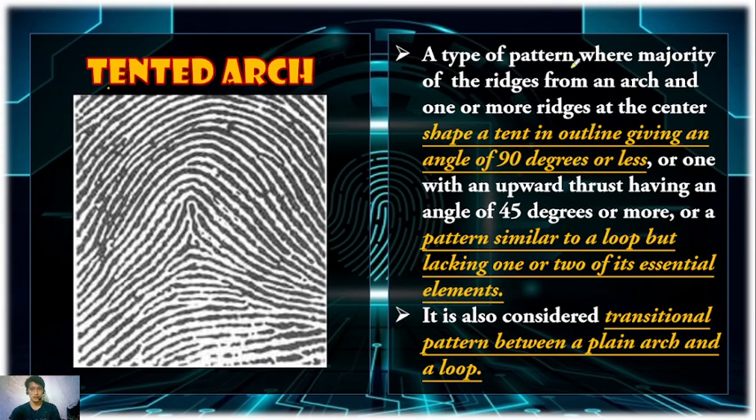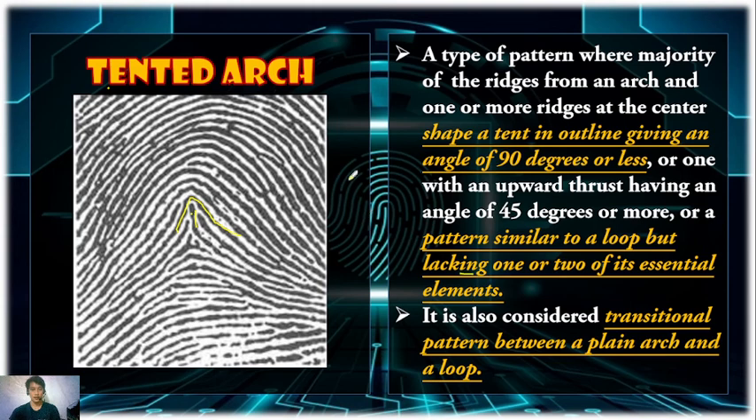Okay, and then the second classification is the tented arch. Take note that this is a type of pattern where the majority of the ridges form an arch, and one or more ridges at the center shape a tent, in an outline giving an angle of 90 degrees or less, or one with an upward thrust having an angle of 45 degrees or more, or a pattern similar to a loop but lacking one or two of its essential elements.